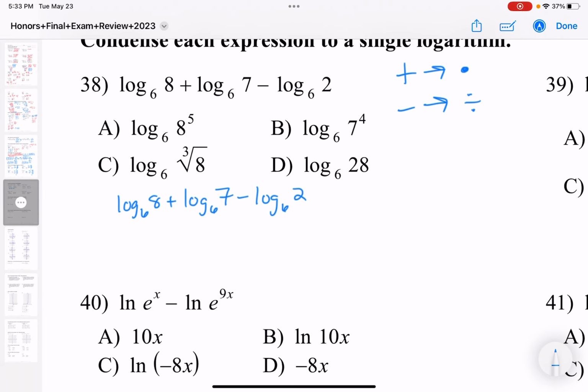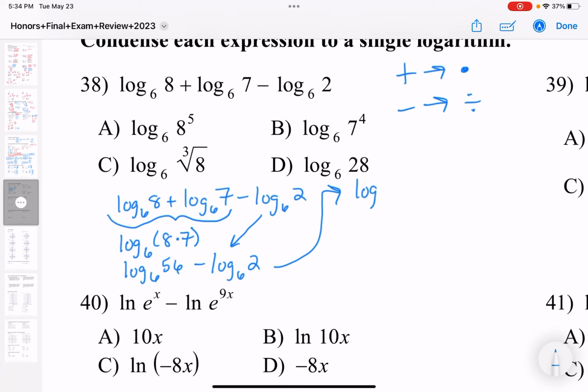All right, so now I'm just going to do the first 2. So you can only do 2 at a time. So there's a plus on this one, which means it turns into multiplication. So this is going to change to log 6 of 8 times 7, which is going to be log 6 of, and 8 times 7 is 56. All right. And now I just bring down the minus log 6 of 2. All right.